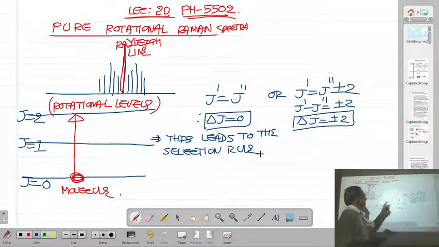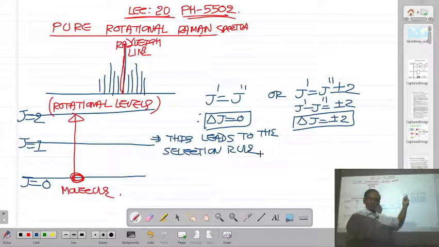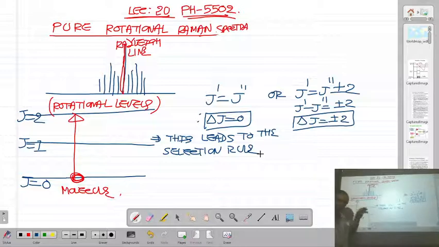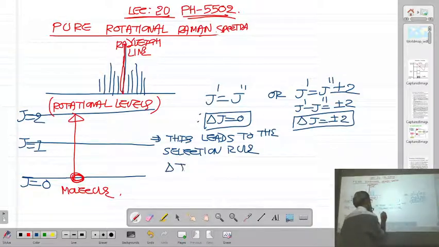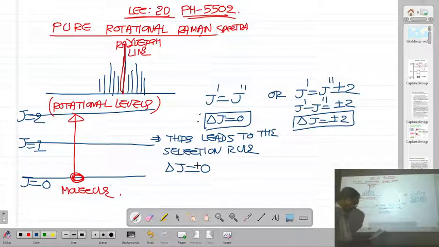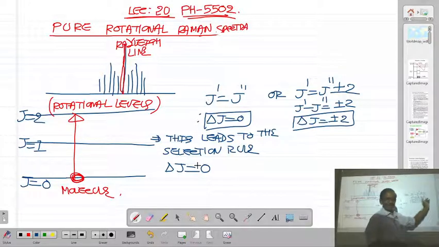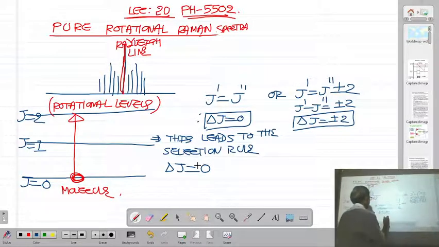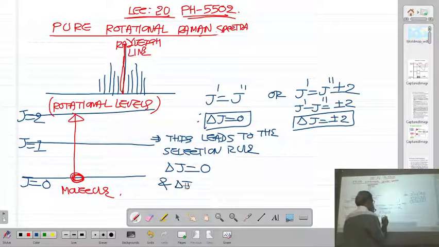When J dash is equal to J double dash, the selection rule will be J dash minus J double dash equal to 0. What is J dash minus J double dash? It is the difference of rotational quantum number, delta J equal to 0. So this leads to the selection rule delta J equal to 0. And when J dash is equal to J double dash plus or minus 2, the difference of quantum number J dash minus J double dash will be plus or minus 2. Therefore, delta J is equal to plus or minus 2.